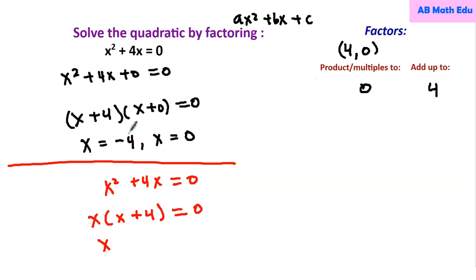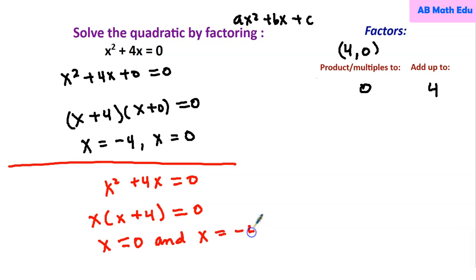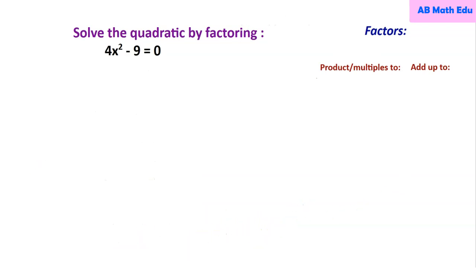Remember, x plus 0 is the same as x. So here, as you're solving it, there's no number attached, so that means it's 0. And x is equal to negative 4 as a solution. Okay, you can pause and do this one by yourself too.